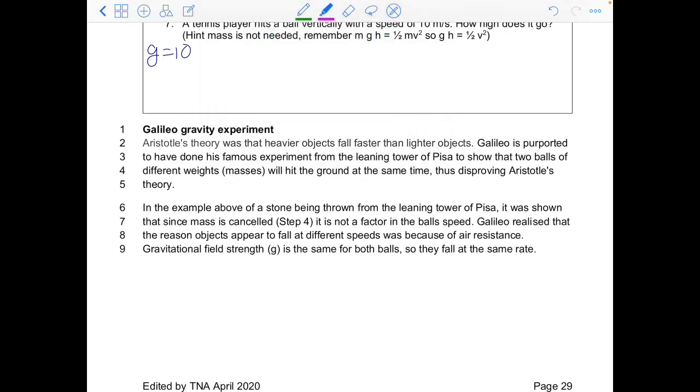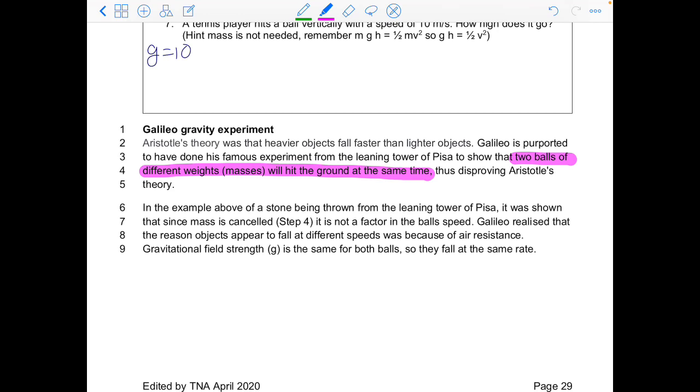So Galileo showed that two balls of different weights will hit the ground at the same time if they have the same size and the same air resistance. Okay? Thus disproving Aristotle's theory. And this is, as we know, how science continues to go on. One person has a theory, the theory is disproven with new information, with a new experiment that comes out, and science goes on and on like that.